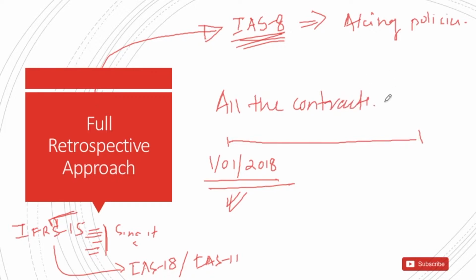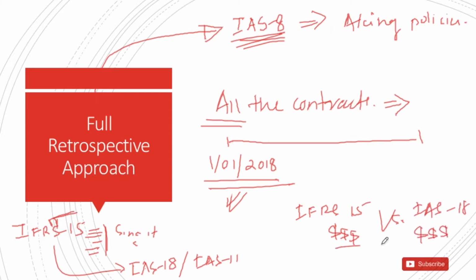So you need to revalue the financial impacts of all the contracts that you have entered into. It's not for the past year, not for the 2 years before, but for all the contracts since the entity's inception, and apply the provisions of IFRS 15 and check if there is a difference. By applying IFRS 15, you may arrive at a certain figure versus your IAS 18 application, and you need to see whether there is any difference. If you have a difference, then you need to make the adjustment in the financial statements. This is what the full retrospective approach means.